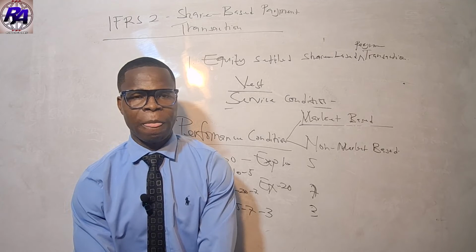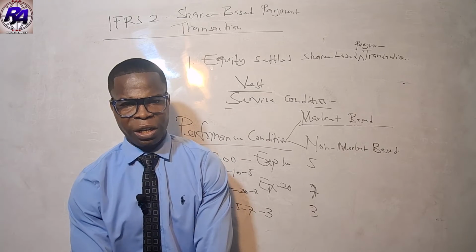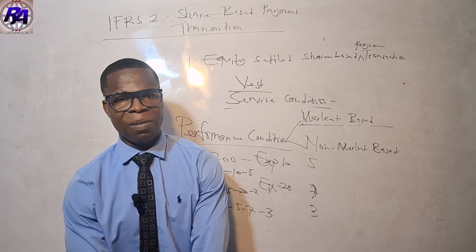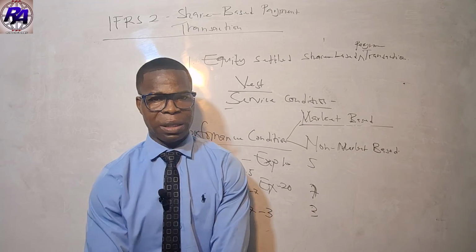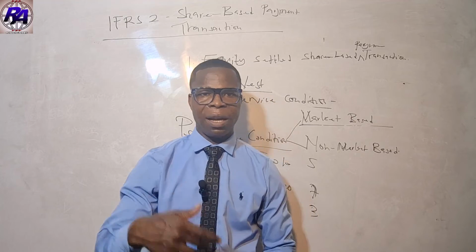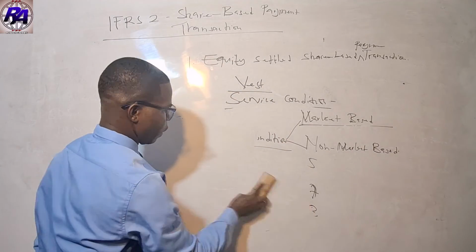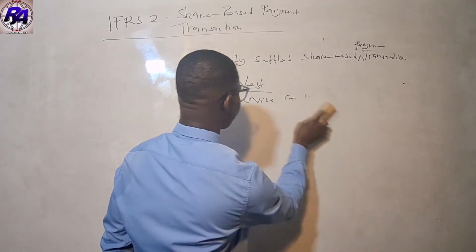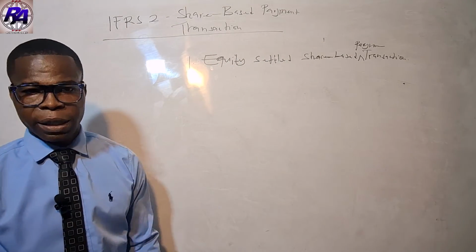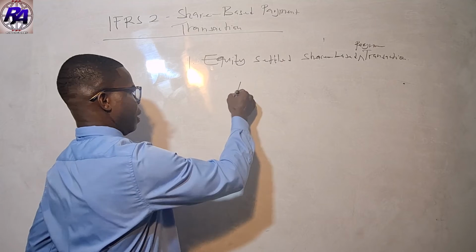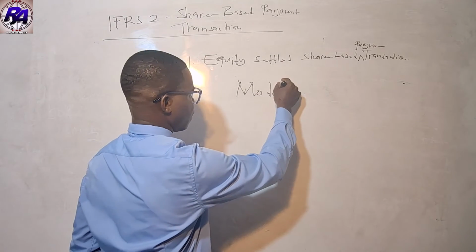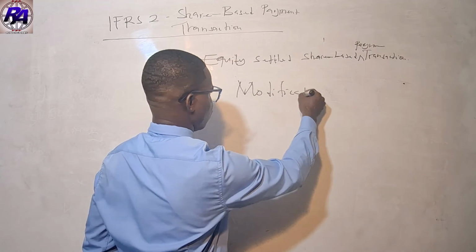Ladies and gentlemen, that has to do with the conditions when it comes to equity settled share-based payment. Let's look at 2 more theories, then we can now take the practical example. The next thing we want to look at is modification of equity settled share-based payment. And there are 2 things that give rise to modification.